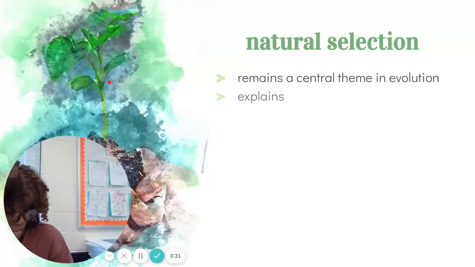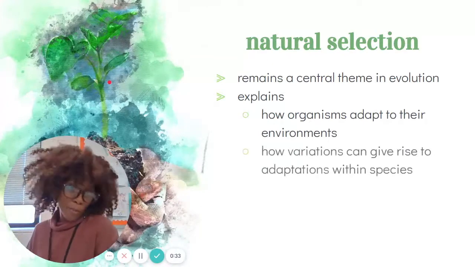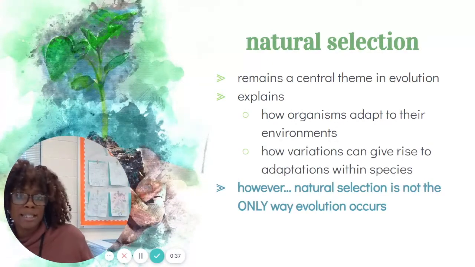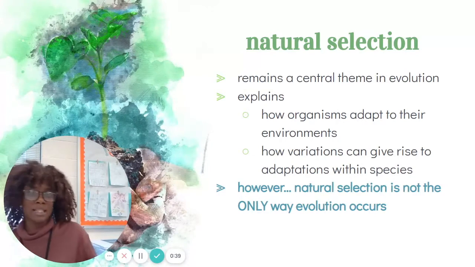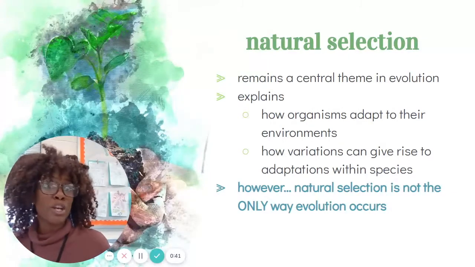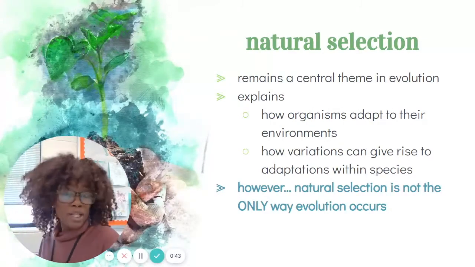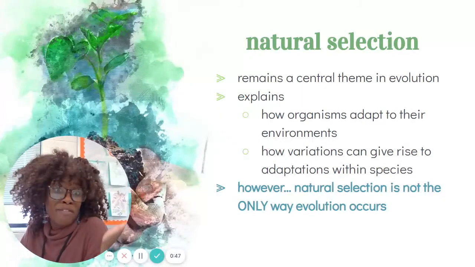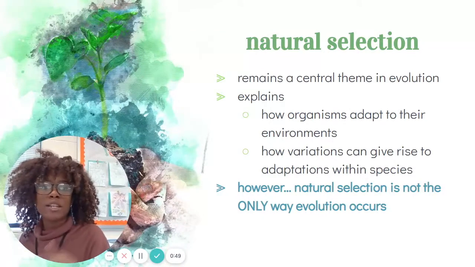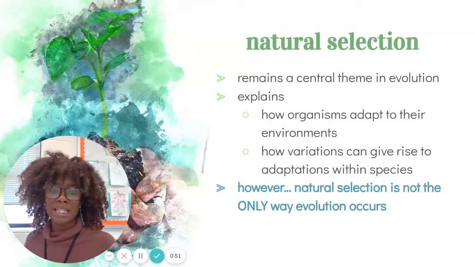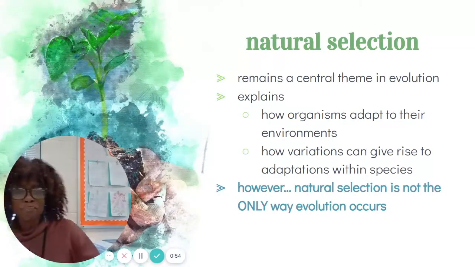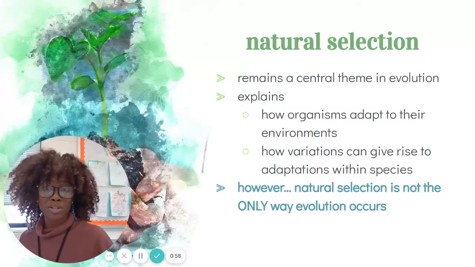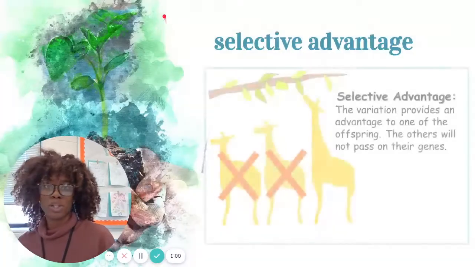Natural selection was the last lesson, 4.2. In that lesson, we learned that this is a central theme in evolution, because it explains how organisms adapt to their environments, and how, by chance, some organisms have good variations and some have bad variations. That can give rise to various adaptations within species. However, natural selection is not the only way that evolution occurs.